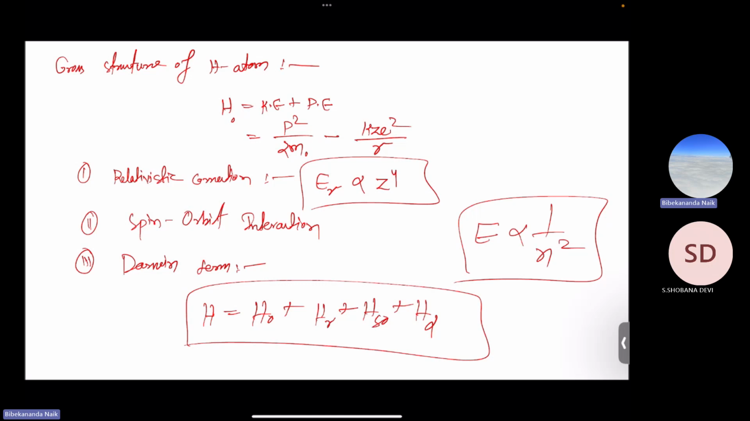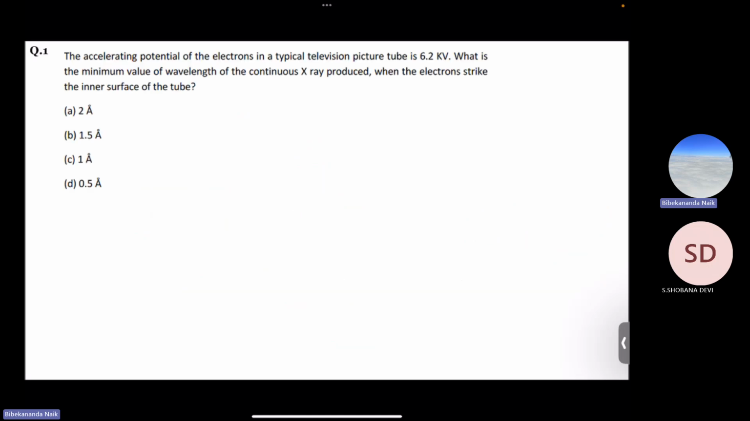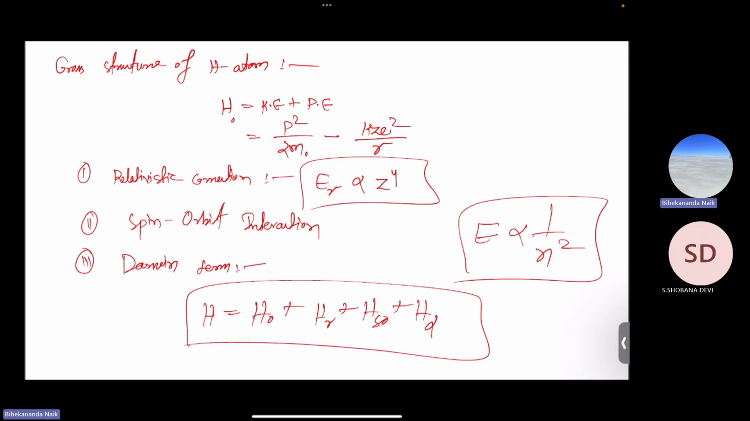Now, if you talk about the problems, let's start with solving a few problems based on this week's lectures. So now this is question number one. I hope my screen is visible to everyone who is present here.